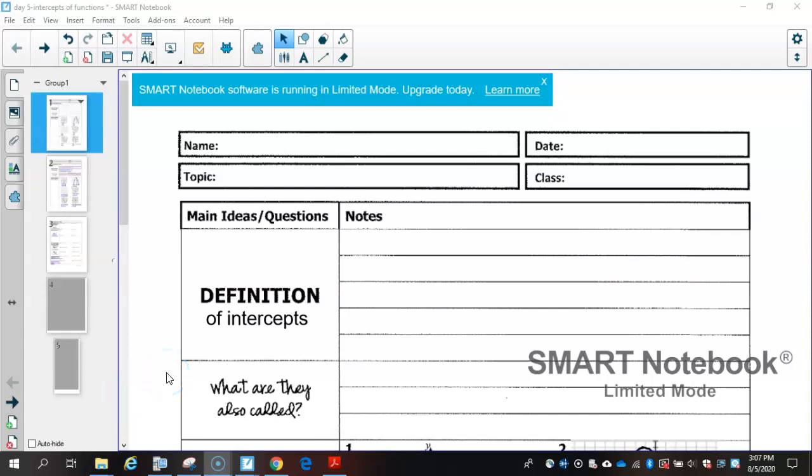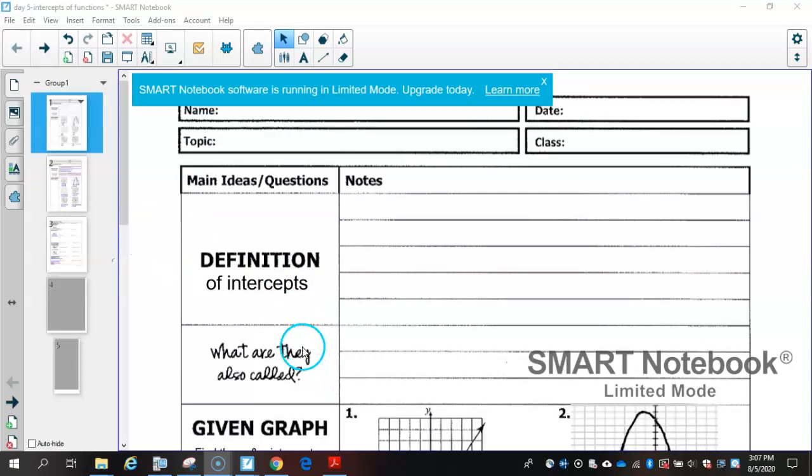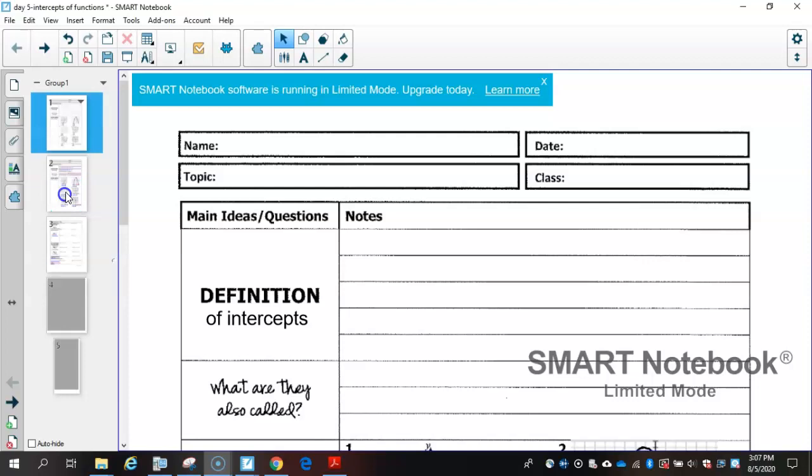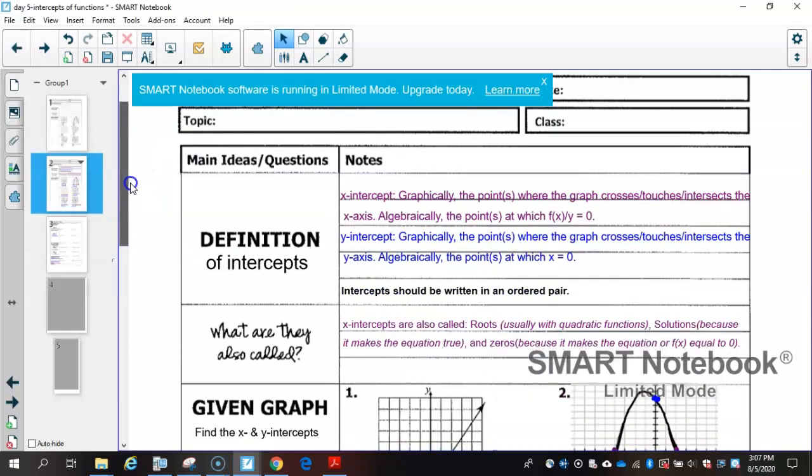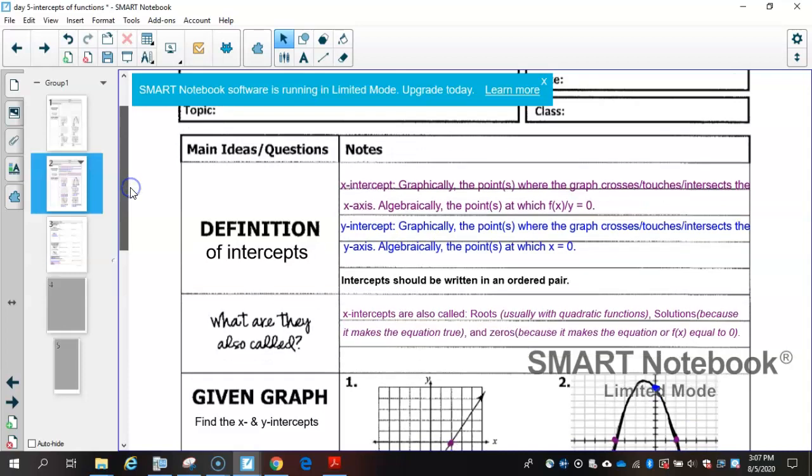Alright, in this video we are going to be talking about intercepts, X-intercepts and Y-intercepts. So let's dive right into the definition of these intercepts and what they are called. So I'm going to go to my answer key because I have these written down already. I'm going to read off of these and then kind of talk about them or summarize them.